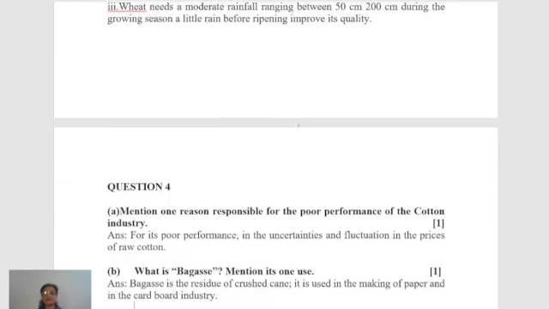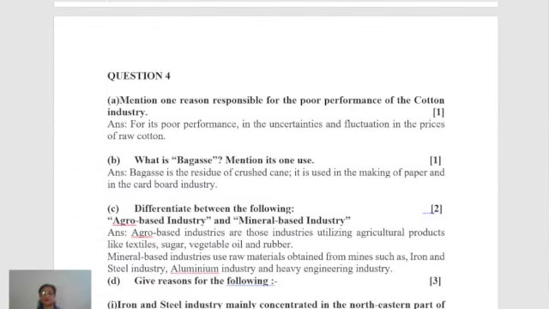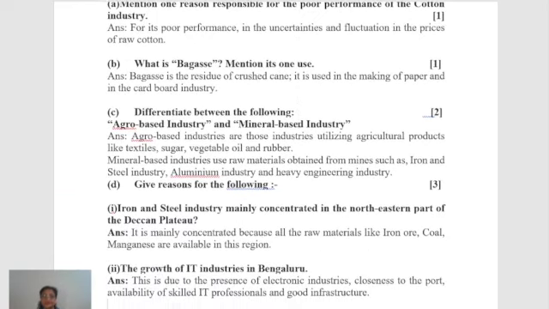Now come to question number 4. What is question number 4 now? Mention one reason responsible for the poor performance of cotton industries. For its poor performance, we can say the uncertainties and fluctuation in the prices of raw cotton. That means the inadequate availability of the cotton, right? Raw material is one big reason behind it.